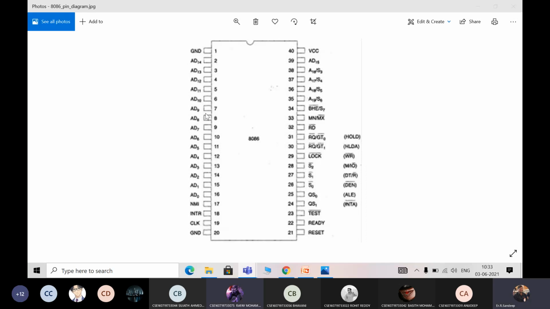Tomorrow, in the next class, I'll explain about these 8086 pins. At that time make sure that you have a paper and pen with you to note down the important points.